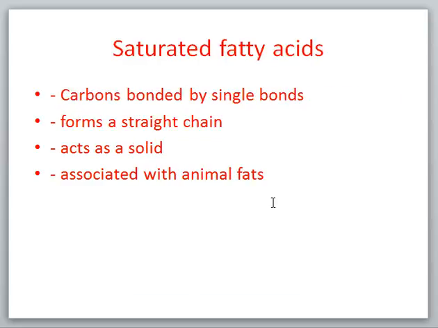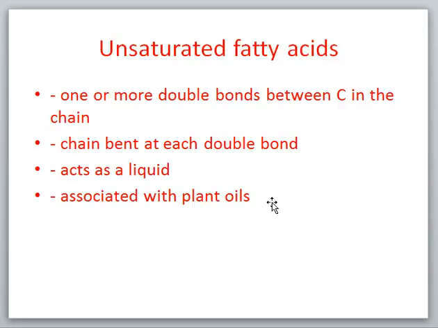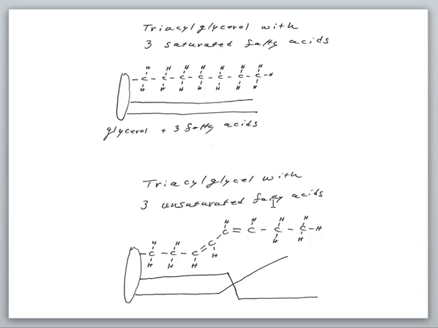You will have some animal fats which will have unsaturated fatty acids in them. Likewise, you will have some plant oils which will have saturated fatty acids. So these are general differences, not absolute differences.